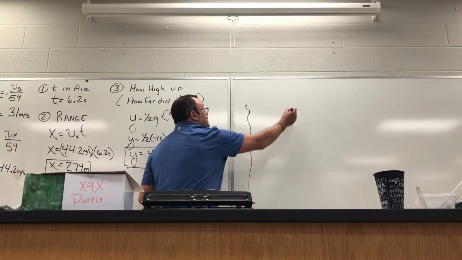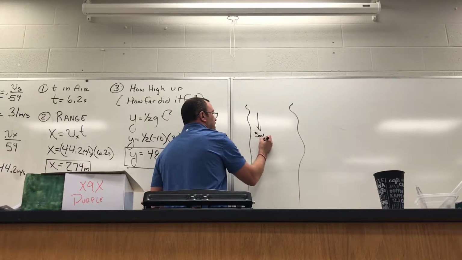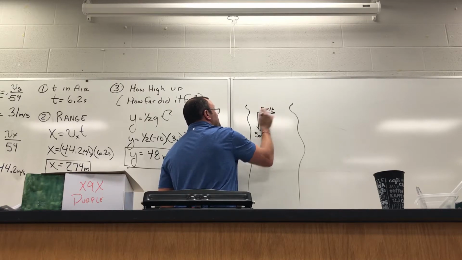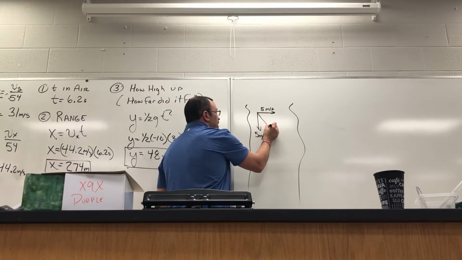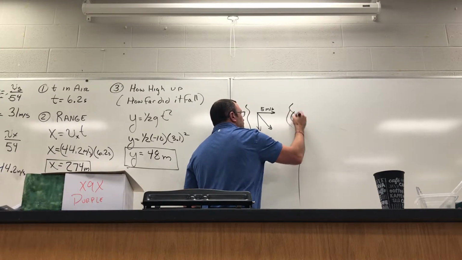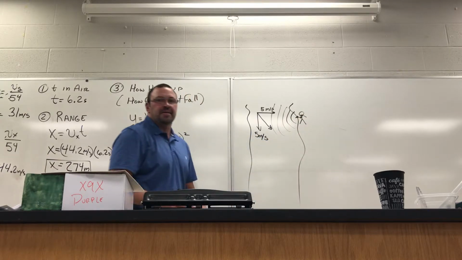There's my river. The water is going this way at 5 meters per second. Let's say my boat's trying to go this way at 5 meters per second. Which way is the boat really going to go? It's going to go this direction. And if I'm standing over here with a radar gun, and I say, what's that speed? How would I calculate that?